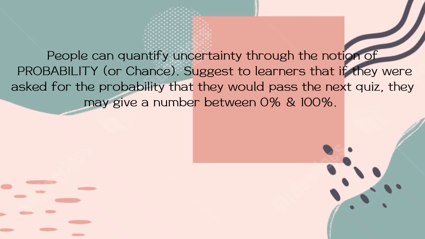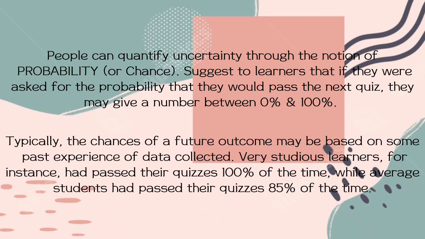Suggest to learners that if they were asked for the probability that they would pass the next quiz, they may give a number between 0% and 100%. Typically, the chances of a future outcome may be based on some past experience of data collected. Very studious learners, for instance, had passed their quizzes 100% of the time, while average students had passed their quizzes 85% of the time.